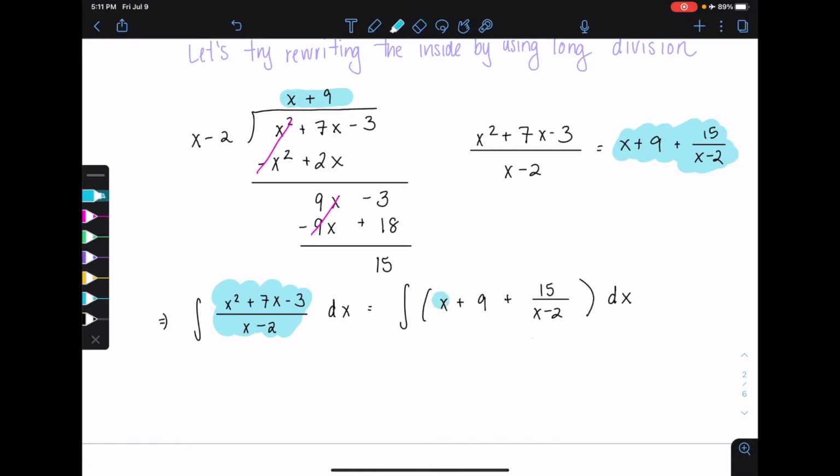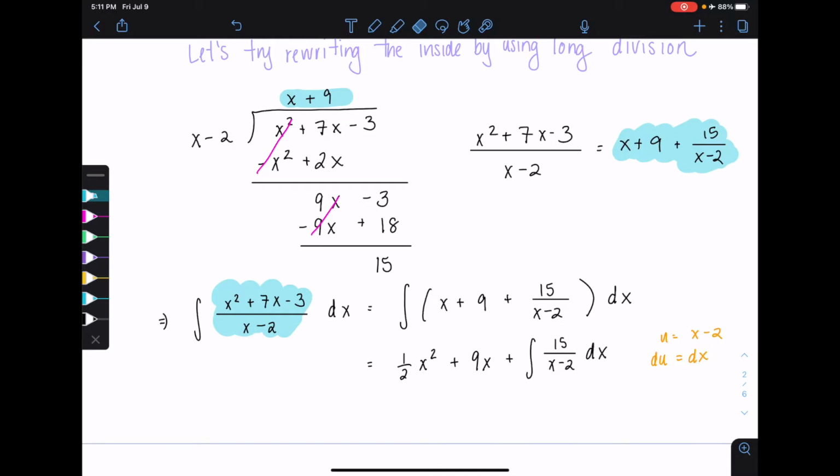Now the first two pieces, not so bad, but here we are going to have to make a substitution. Remember, we can split each thing separately. Antiderivative of x is 1/2 x squared. Antiderivative of 9 is 9x. And what we're left with is we have to integrate 15 over x minus 2. So again, I'm going to make a u sub because I've got x minus 2 in the bottom. I'm going to let u be exactly what I have in the denominator.